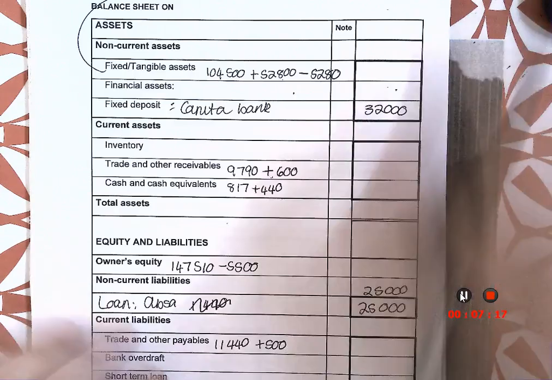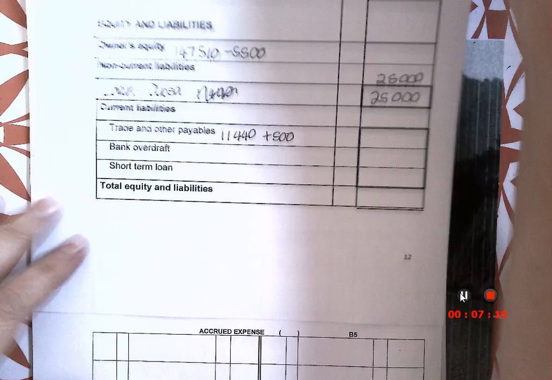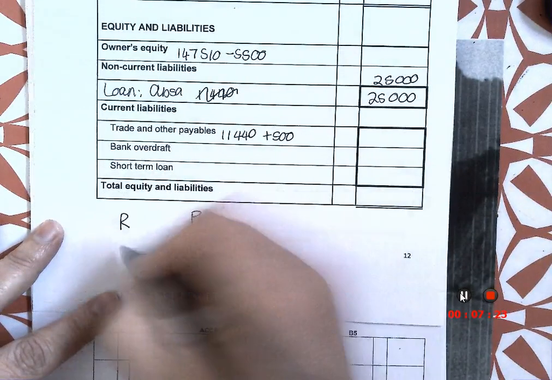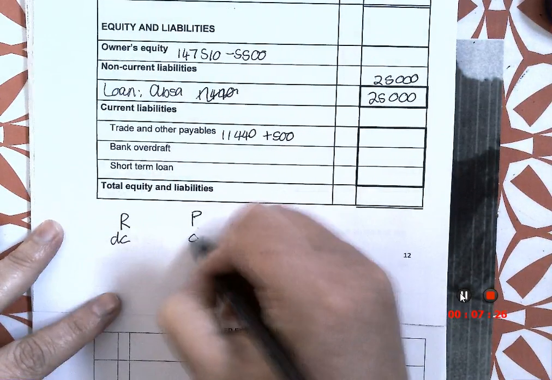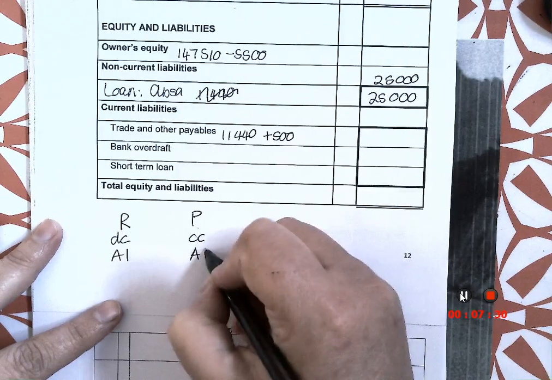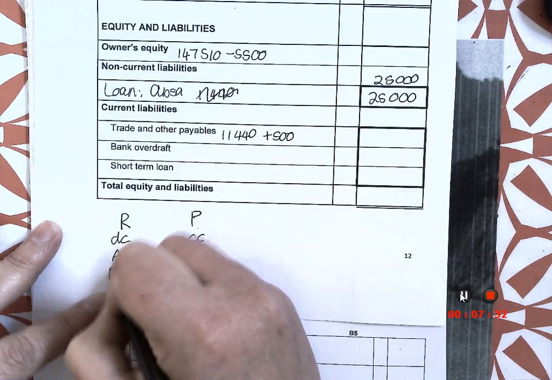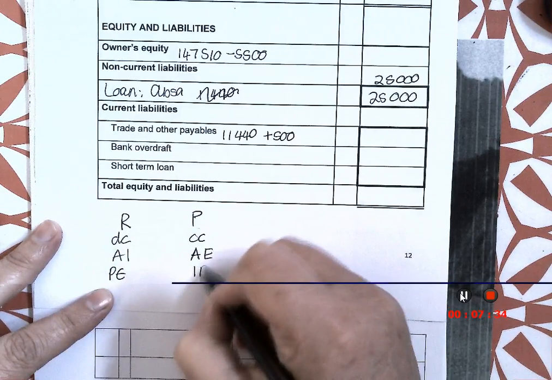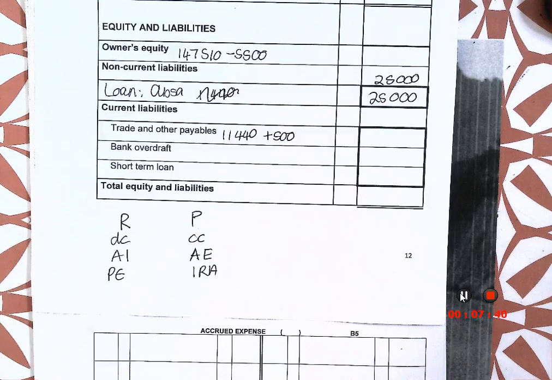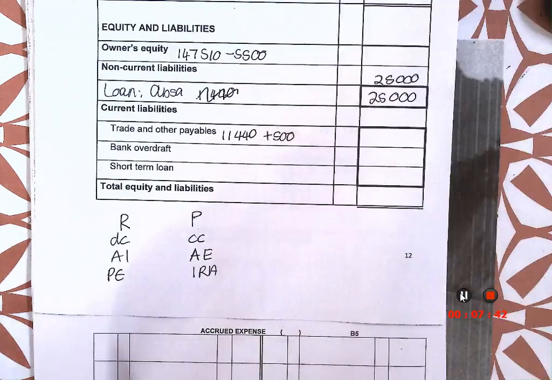I'm going to repeat again. Receivables and payables. It's your debtors and your creditors. It's your accrued income, accrued expense, prepaid expense, income received in advance. You must know this. If you close your eyes, you must see it. Okay, next one.